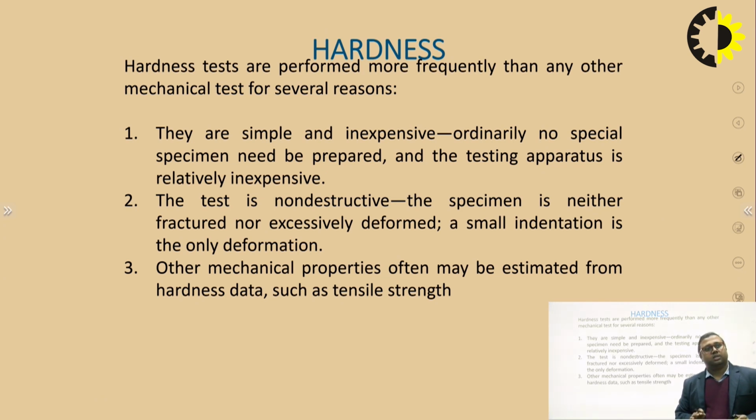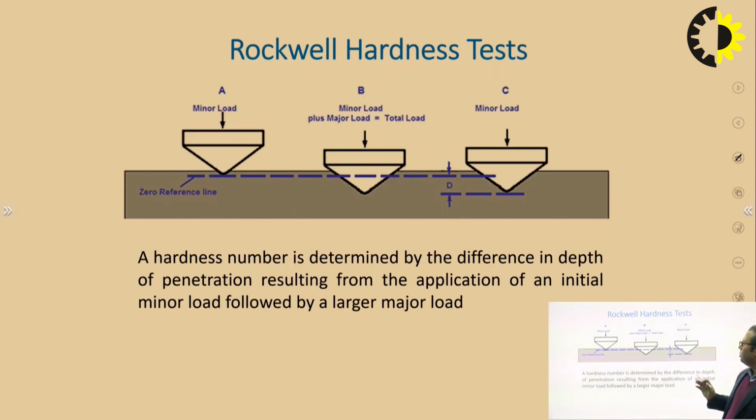This test is actually a non-destructive test, and the specimen is neither fractured nor excessively deformed in order to get the hardness value of a particular material. Here only a small indentation is formed on the material on which you perform the test. Other mechanical properties, such as tensile strength, often may be estimated from hardness data. So you can see this is the hardness test, the Rockwell hardness test.